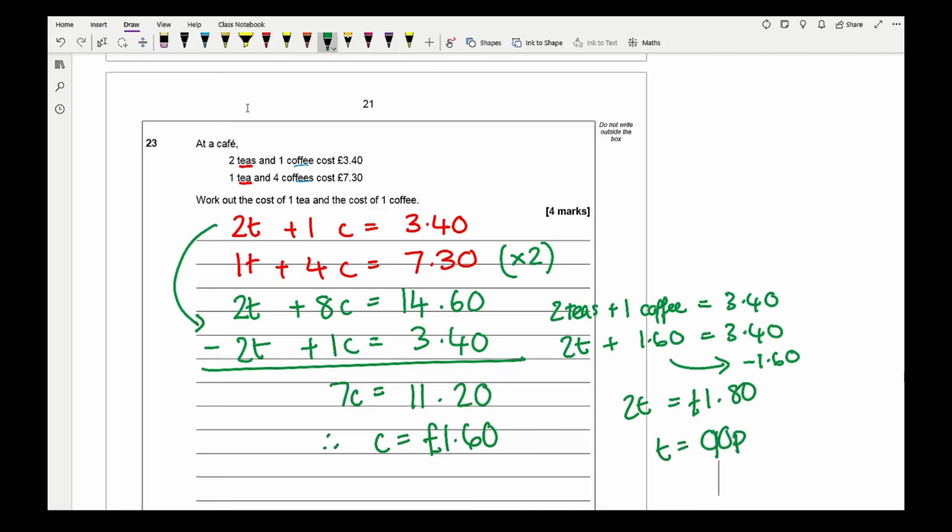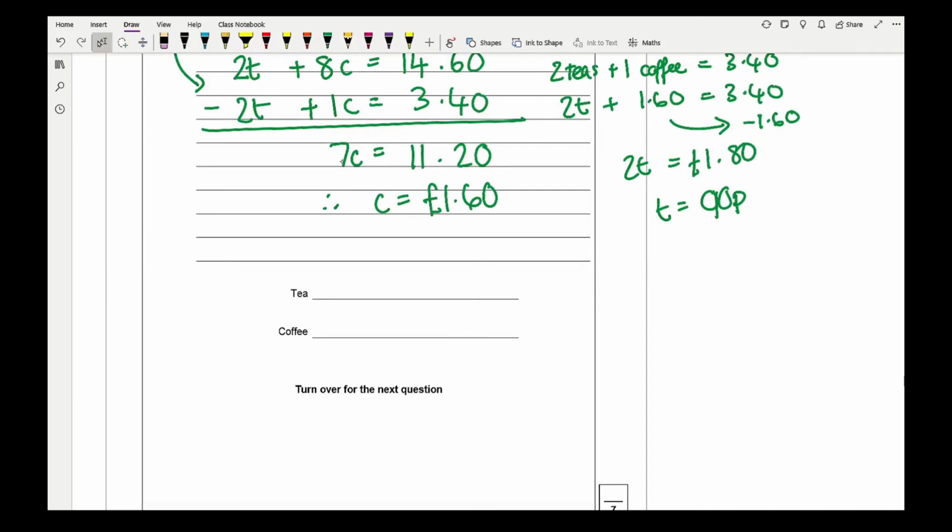And so writing this down all underneath, a tea costs 90p, or I could write it in pounds as 0.90, and a coffee costs £1.60 or 160p. But again, it's entirely up to you which one you want to choose and how you want to write it.